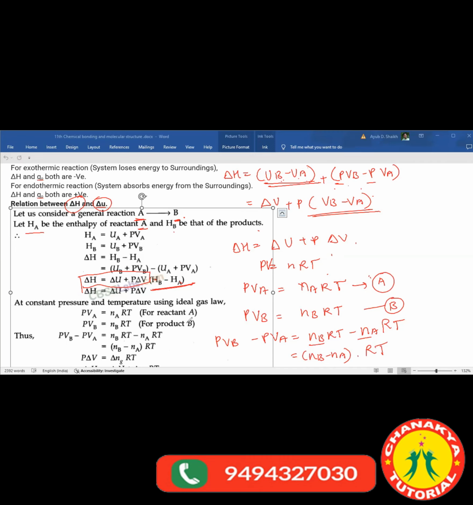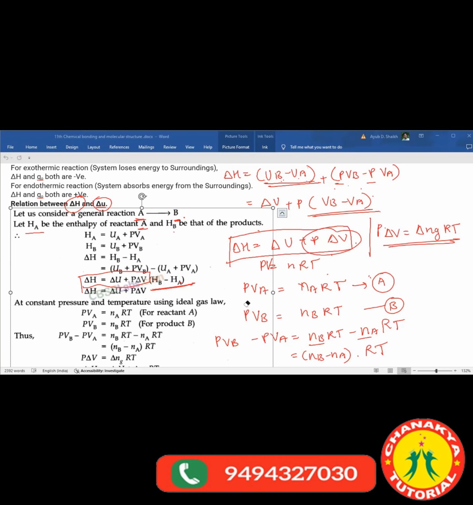So change in this, NB minus NA, would be what? Delta NG. That change in the number of the reactant and the product molecules would be denoted by delta NG. And hence P delta V is equal to delta NG RT. And this value we are going to put into the equation we got over here, in place of P delta V. Clear? So what does your equation become now?